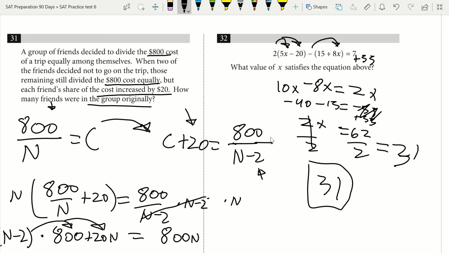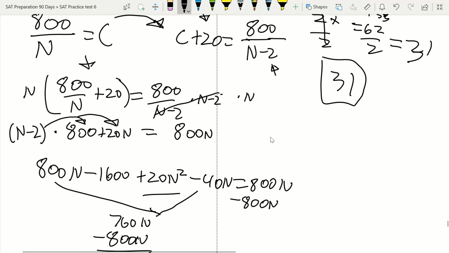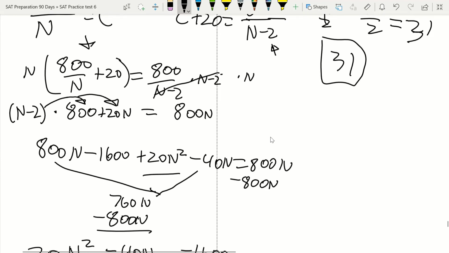At that point, I just substitute in c in my equation. When I do that, I'm going to have 800 over n plus 20. I've got to multiply each side by n to get rid of it. I've got to multiply by my whole part here, right? That's why I have it in parentheses. Got to multiply my other side by n minus 2, right? I go ahead and do that. What I do to one side, I have to do to the other, so I multiply each side by n times n minus 2. When I do that, I get this equation right here.